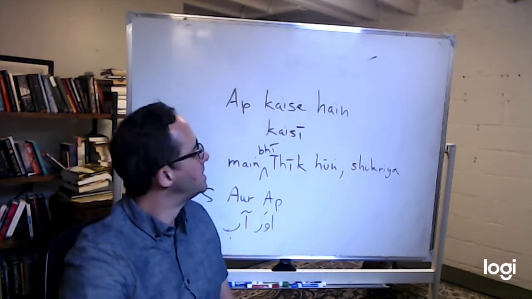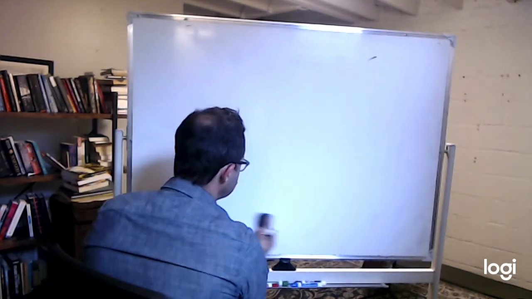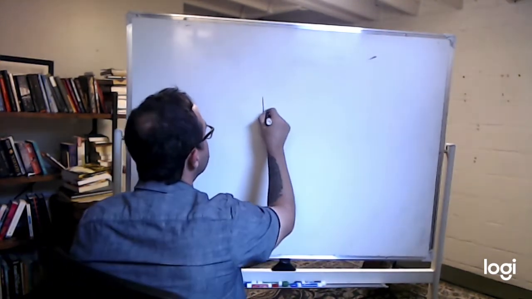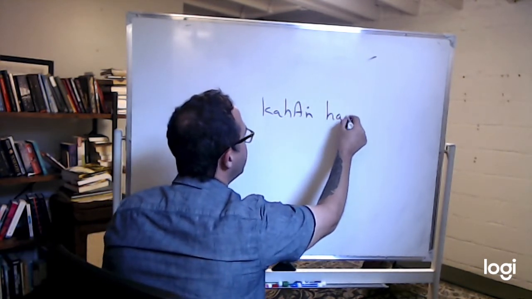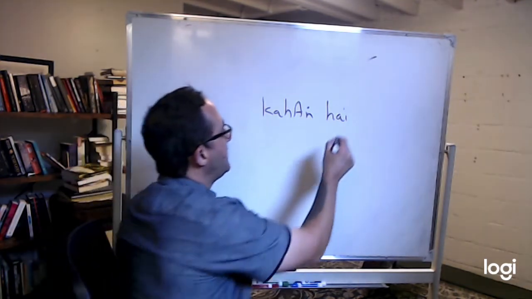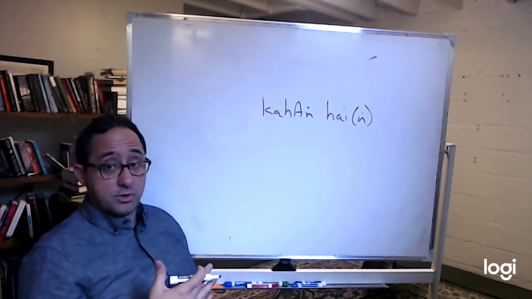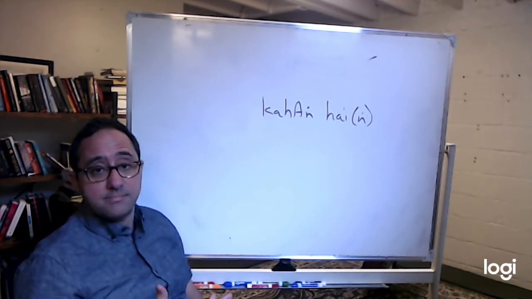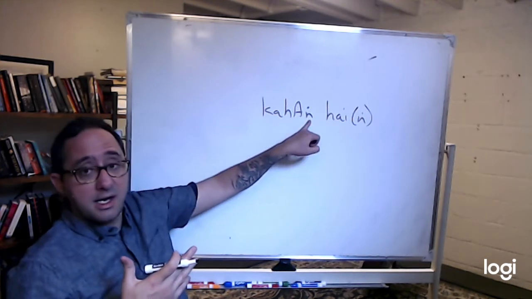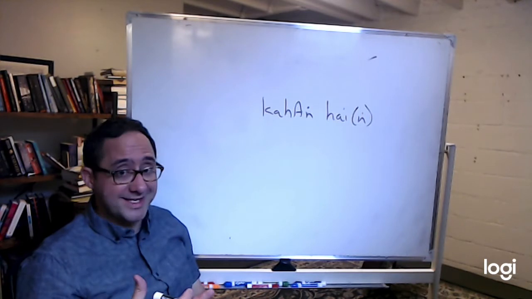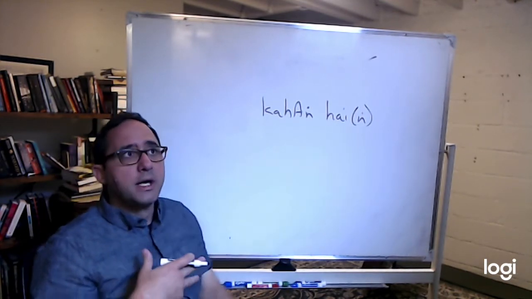How do I ask where things are? Easy. Kahan hai. If it's multiple, you say hain. So if I say bathroom, kahan hai. Most people will understand bathroom. Bathroom, kahan hai. What if I say toilets? Toilets, kahan hain. Hain, because it's plural.